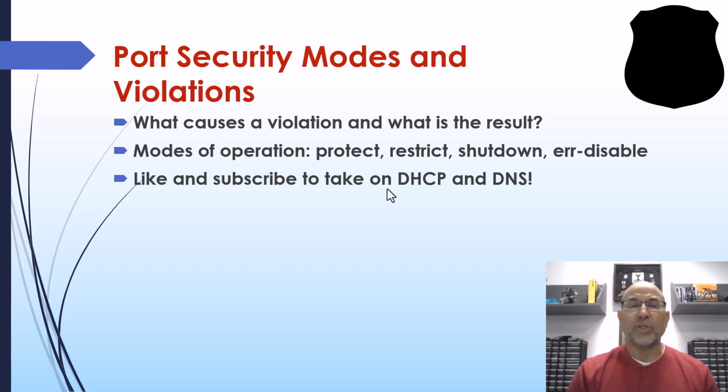All right, this has been port security modes and violations. What can you do to set things up, and what happens when somebody breaks the rules in your port security? So what is a violation and what is the result? Modes of operation: protect, restrict, shutdown, and then, of course, our state: error-disabled or secure-shutdown.